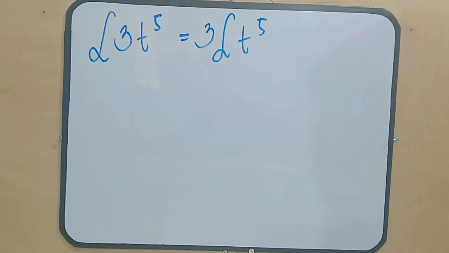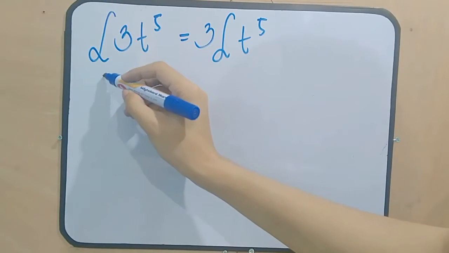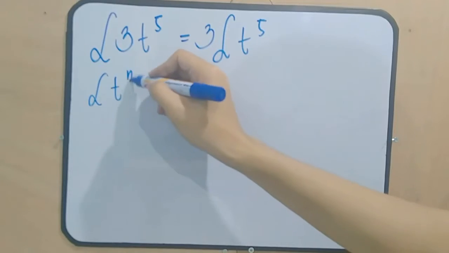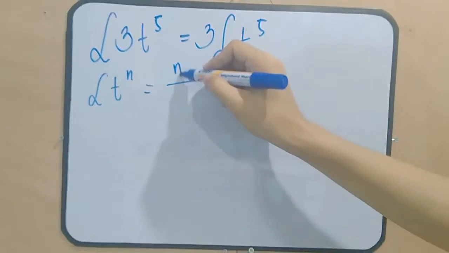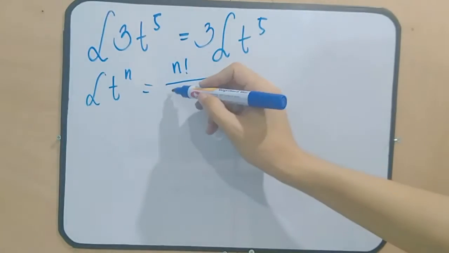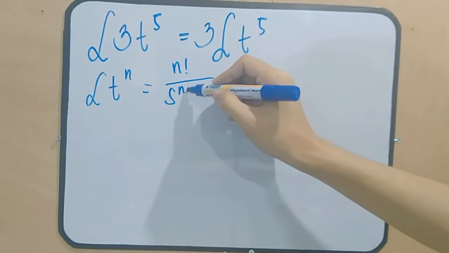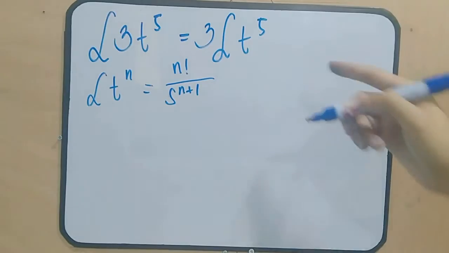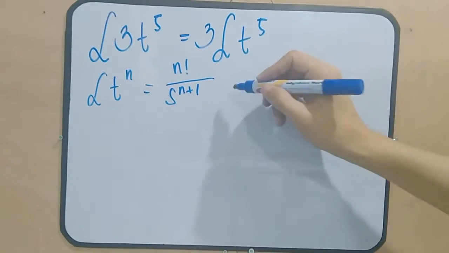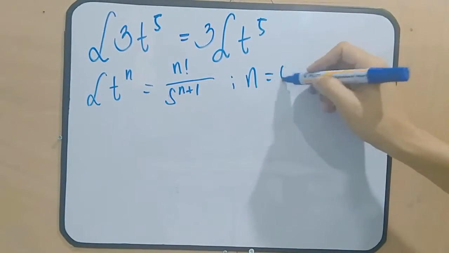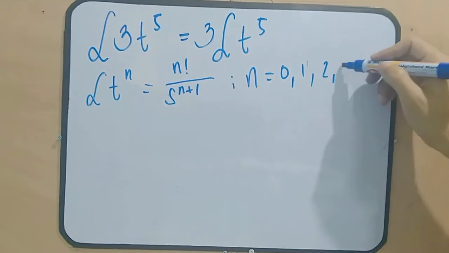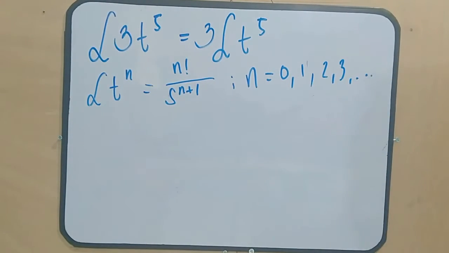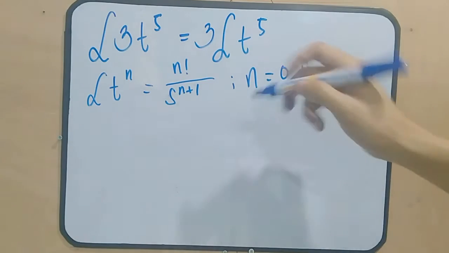Formula table tayo. Now, we have here, pag ang Laplace transform natin is in the form t raised to n, that is just equal to n factorial all over s raised to n plus 1. So here guys, ang exponent n natin is either 0, 1, 2, 3, and so on. So whole number dapat yung n natin here. Now, ang n natin dito is 5.